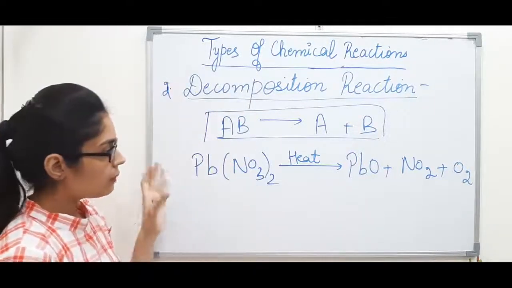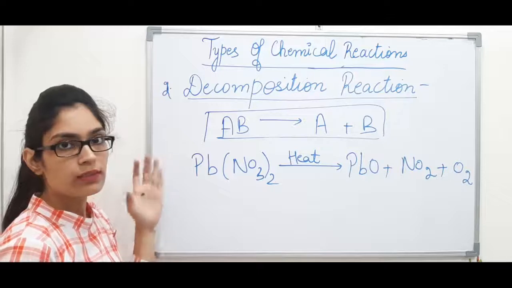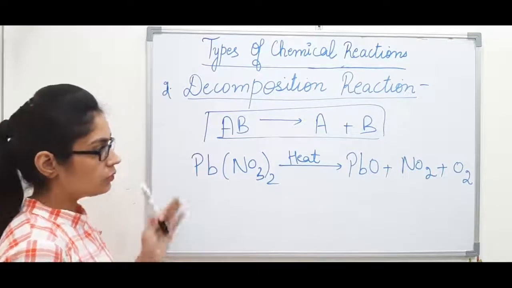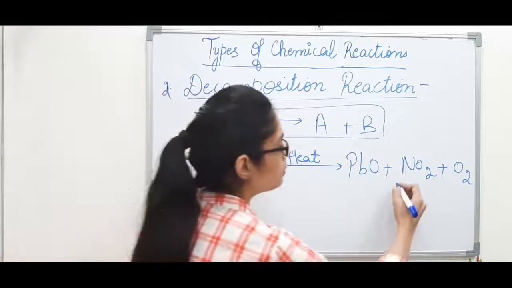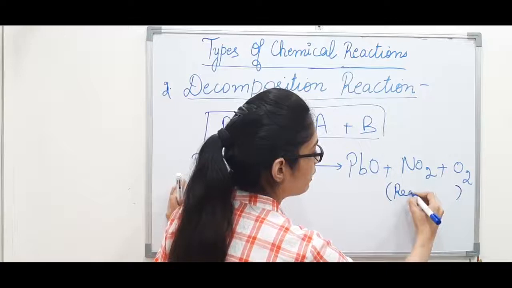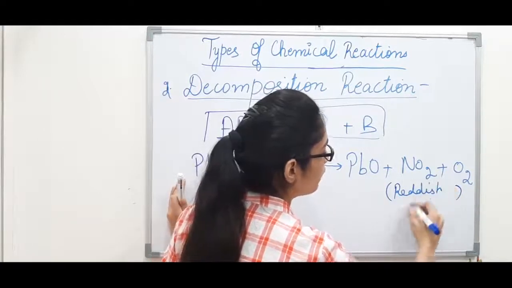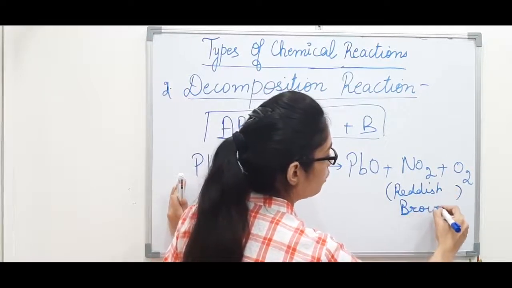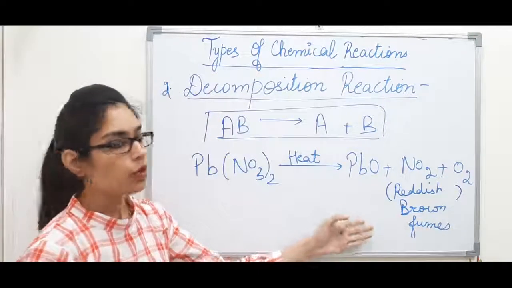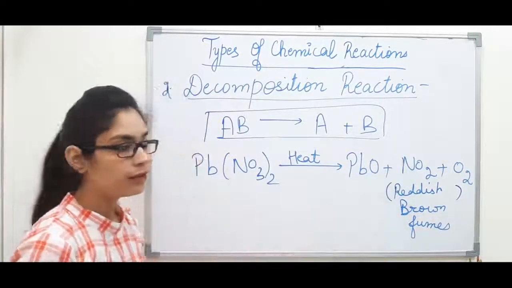And in this chemical reaction, sometimes they will ask what the observation is. So in this reaction, your observation is the formation of reddish brown fumes, which shows the presence of nitrogen dioxide.